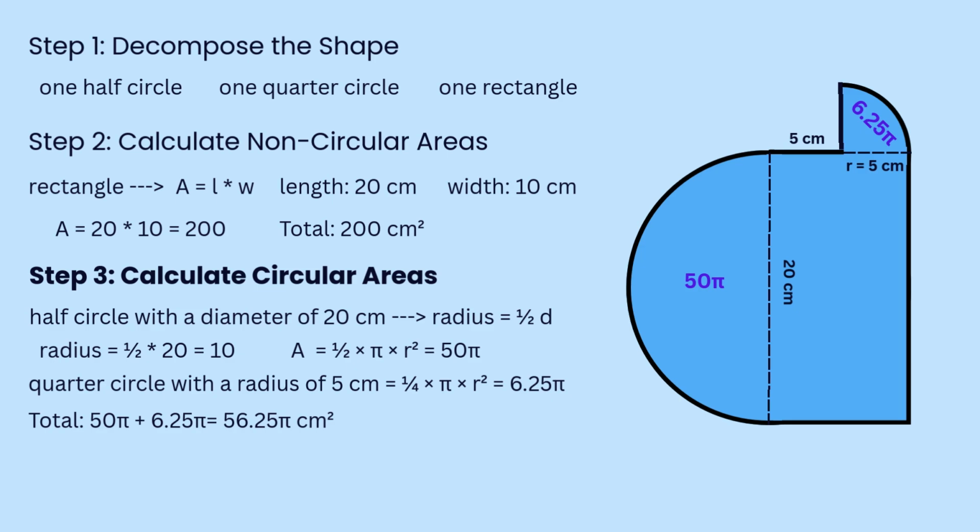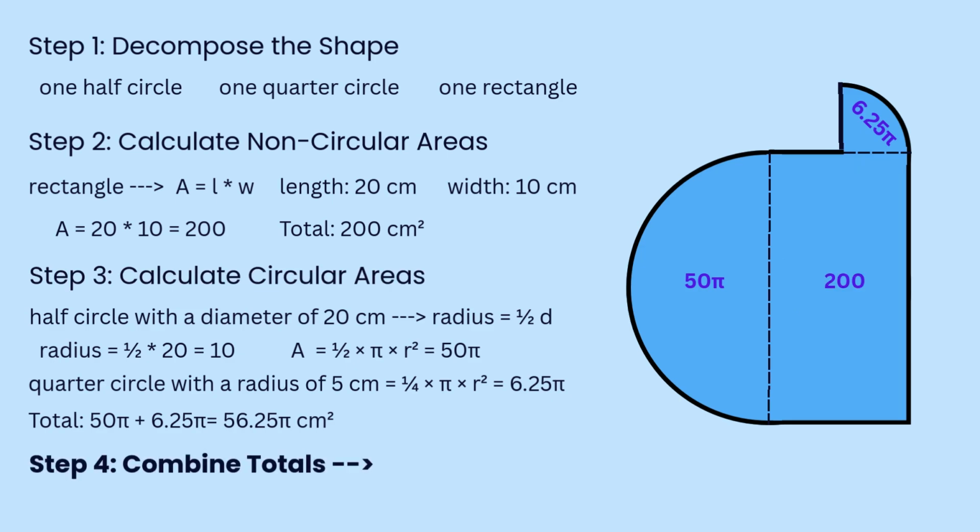And finally, we're ready to combine everything. We add the non-circular area, 200 centimeters squared, plus the circular areas, 56.25 pi centimeters squared. That gives us the exact total area of 200 plus 56.25 pi centimeters squared, or approximately 376.625 centimeters squared if I multiply by 3.14.